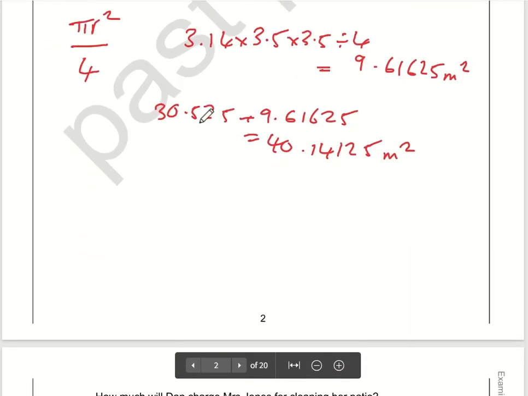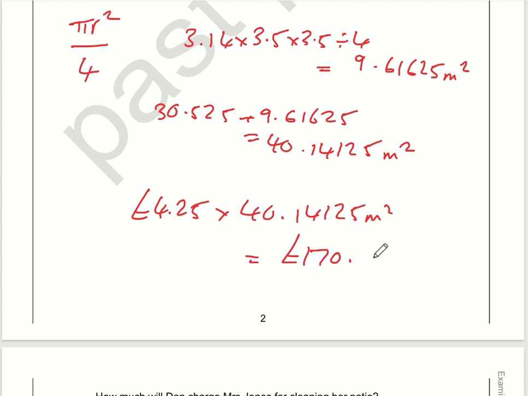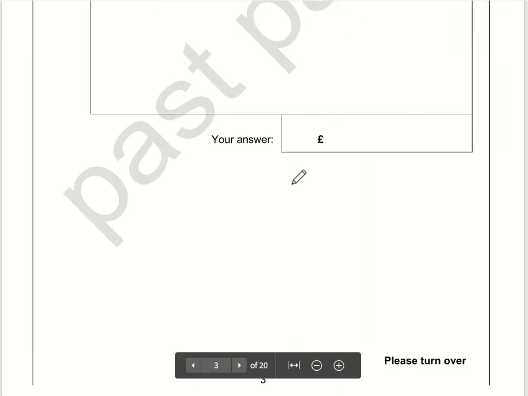So what we need to do now is simply multiply £4.25 by 40.14125 square metres, and we get a total cost of £170.6003125. Of course, with pounds and pence we should be rounding to 2 decimal places. So the third decimal place is a 0, so that will simply round down to £170.60.